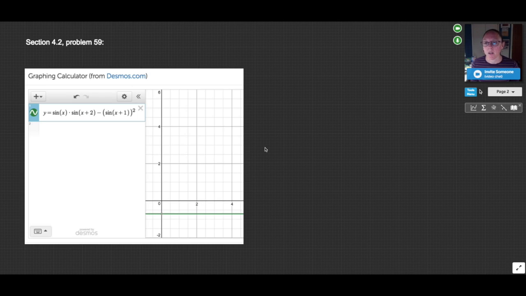I want to do a practice problem about one of the corollaries for the mean value theorem. So I'm looking at section 4.2, problem 59. What the actual question says is to graph this function, which as you can see is kind of a nasty function. So we're supposed to be graphing sine of x times sine of x plus 2, minus sine squared of x plus 1.